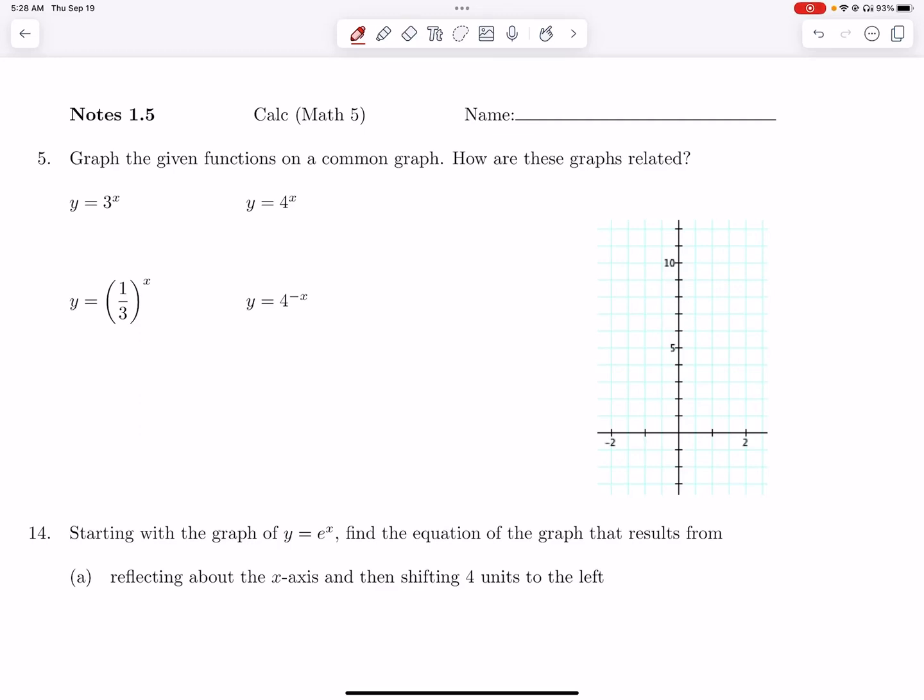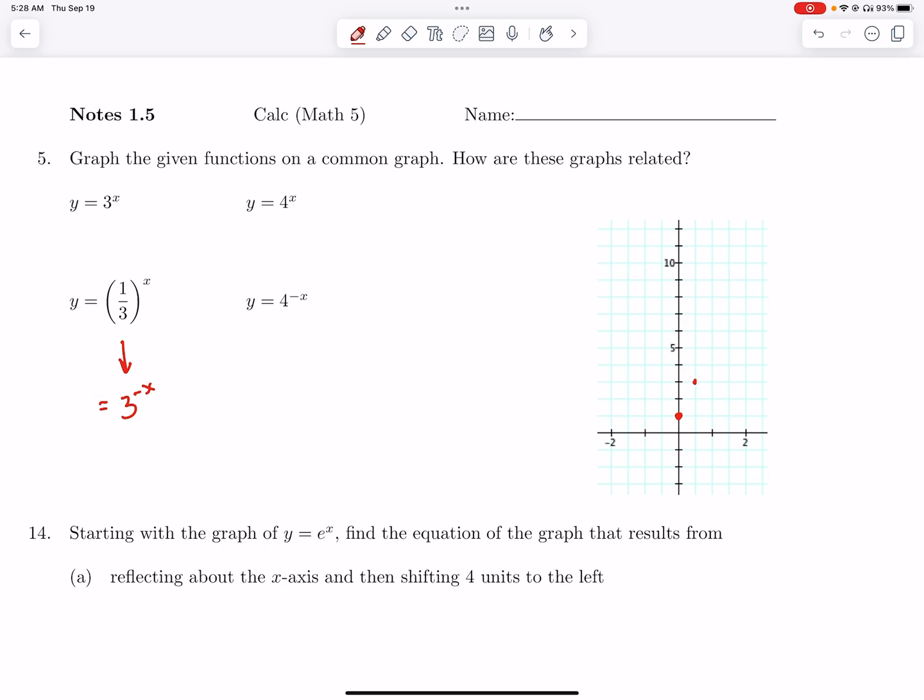Okay, we are looking at 3 to the x, 4 to the x, 1/3 to the x, and 4 to the negative x. 1/3 to the x, you should be remembering, is the same as 3 to the negative x. So these should be all related to each other. So first I'll graph 3 to the x. 3 to anything to the 0 is 1. So all of these curves go through 0, 1.